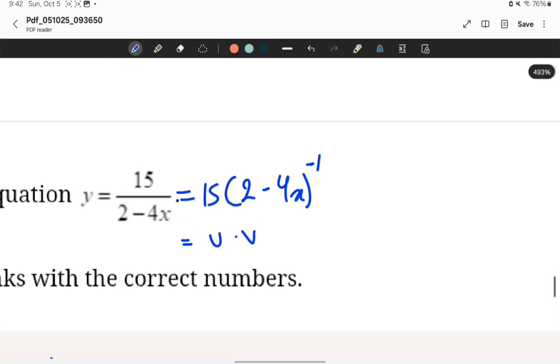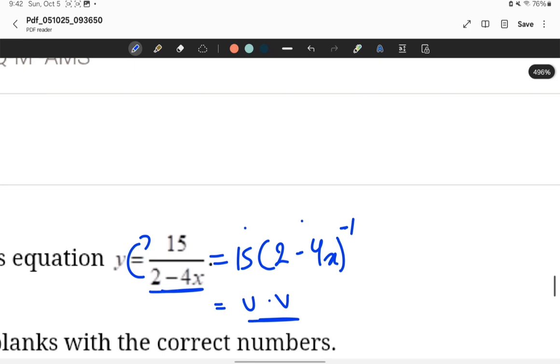I've already started. You need to get rid of this denominator. You need to take it up. Okay, we're going to do that by multiplying to the power of minus 1. Now you can see that this is the product rule, right? Because this is u times v. And for the product rule, we need to get all these.